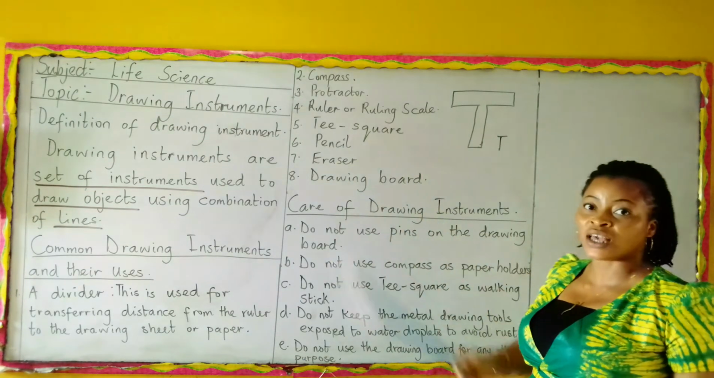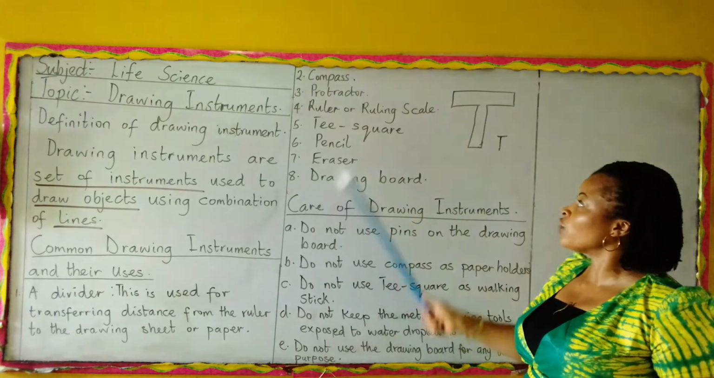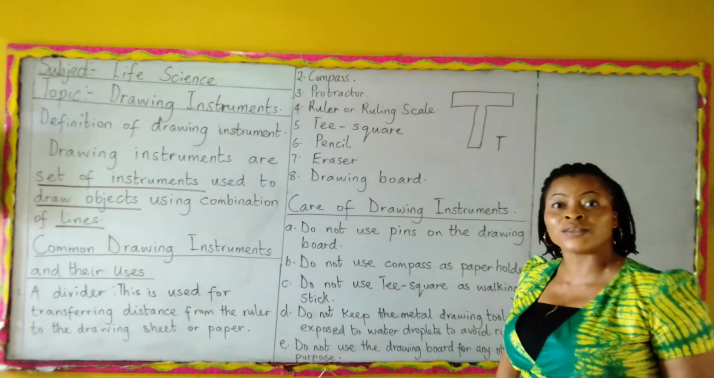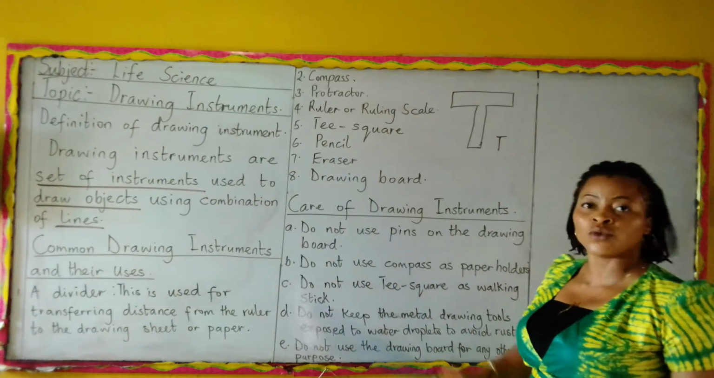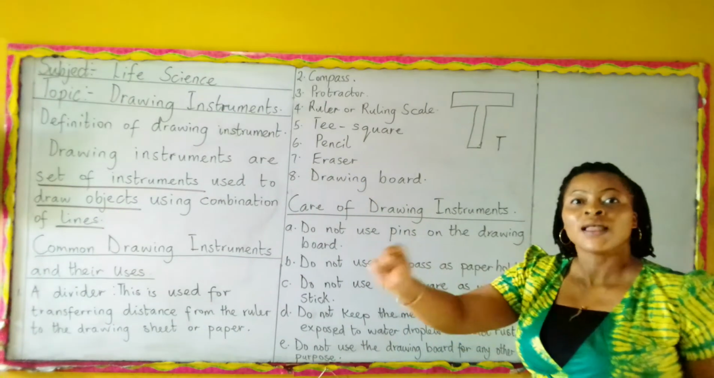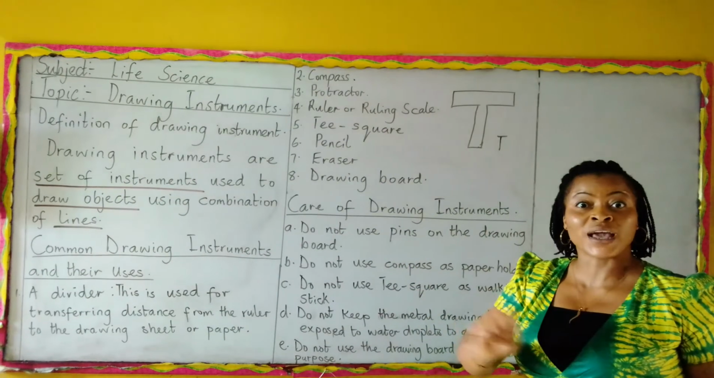We look at the ruling scale. We use it to do what? To measure out our lines. We look at the T-square. We use it to draw our set of squares and horizontal lines. We look at our pencil. We use our pencil to map out our lines. We look at the eraser. The eraser is used to clean mistakes or make adjustments.